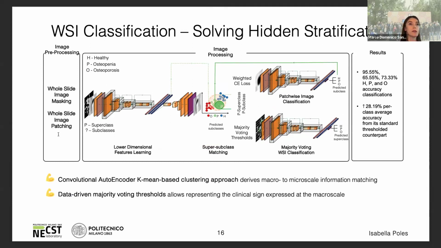And by manipulating the embedded space, I derived the data-driven weights for the classification loss function, as well as data-driven majority voting threshold for the majority voting whole slide image classification. Our strategy allowed to improve the performance reached from the previous work, as well as reaching up to 28% of per class average accuracy from the standard threshold image classification counterpart.